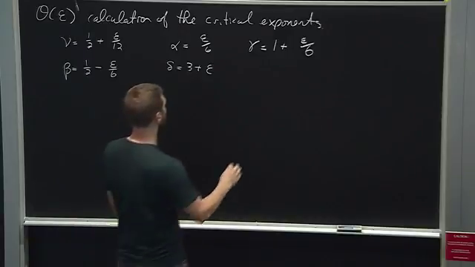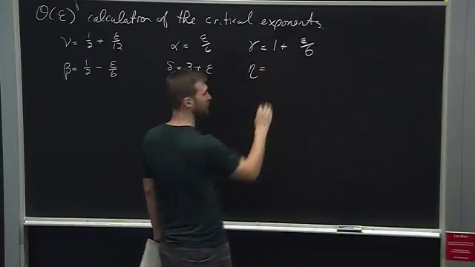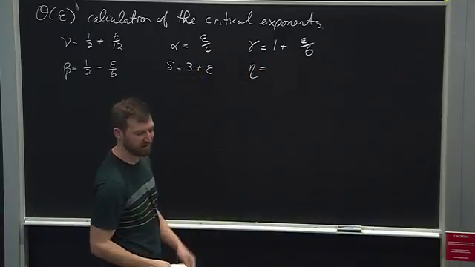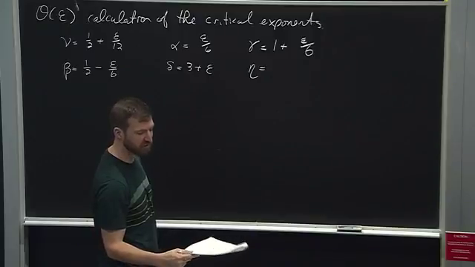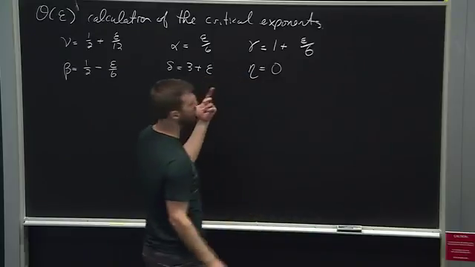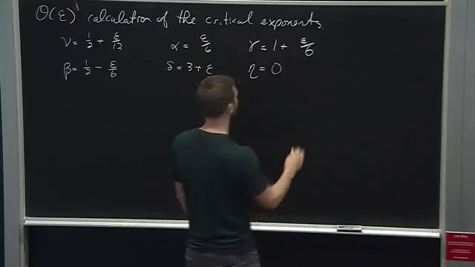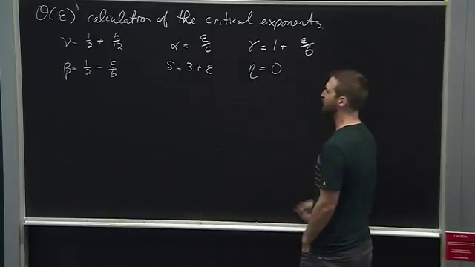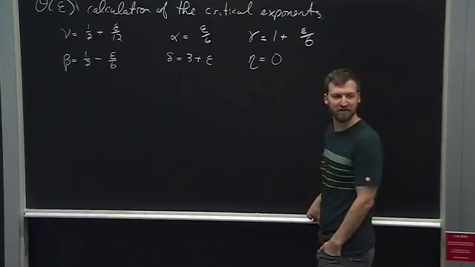You know what eta is? The anomalous dimension of the order epsilon. It's still 0. It doesn't get contributions till second order in epsilon. So even though I tortured you with that anomalous dimension, it still doesn't show up here.